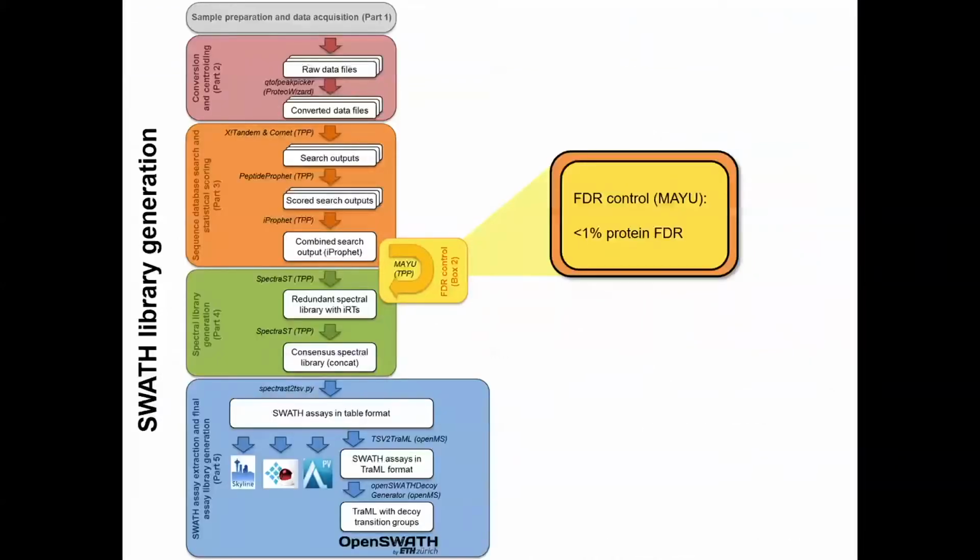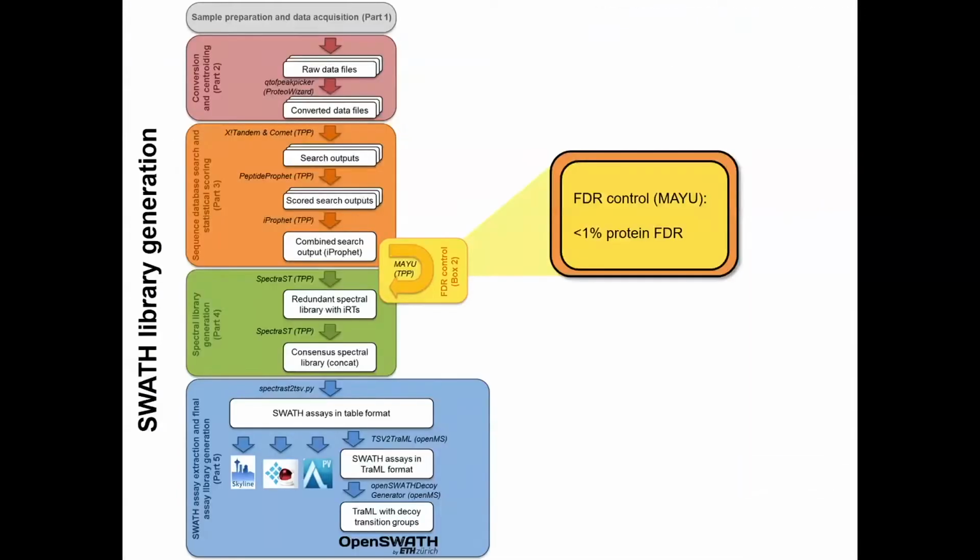So FDR control is also very important, right? At the spectral library generation stage, it's also important to think about this. It's not only at the DIA stage. We'll have lectures tomorrow, I think, talking about FDR control when you're extracting DIA data, but you already need to think about this at the library generation stage, because any errors that you make at this stage will be propagated forward into the DIA analysis.